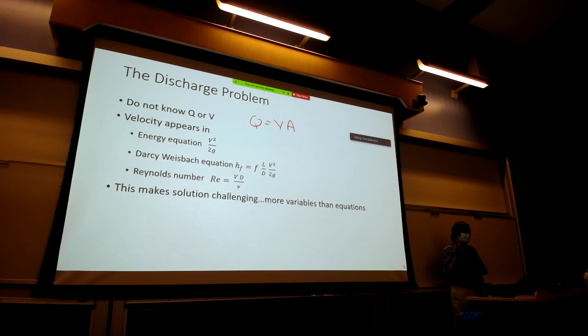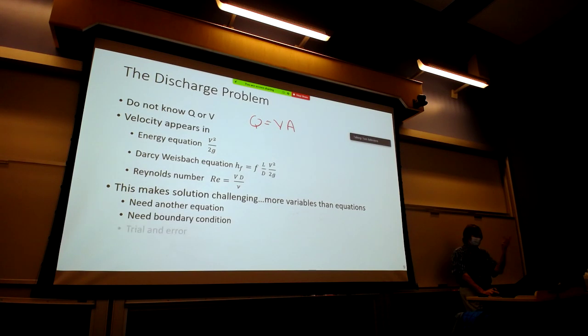So this makes the solution challenging because we have more variables than equations. For example, we can't find the friction factor until we know the velocity, and we don't know the discharge, so we don't know the velocity. So when you have more variables than equations, you either need another equation, you need a boundary condition, or it's a trial and error solution. And today we're going to look at this method, finding another equation in order to come up with a solution. And I'll show you 3 ways of doing that today. And if we have time, we'll get into this last one, trial and error.